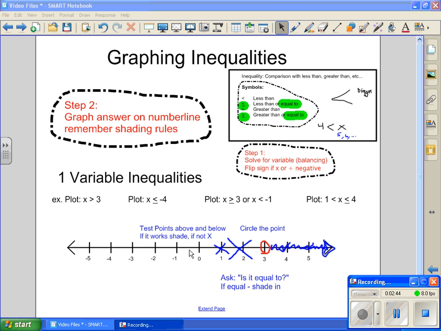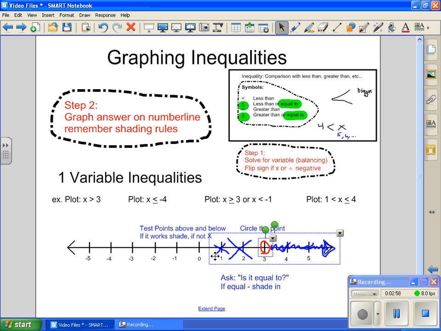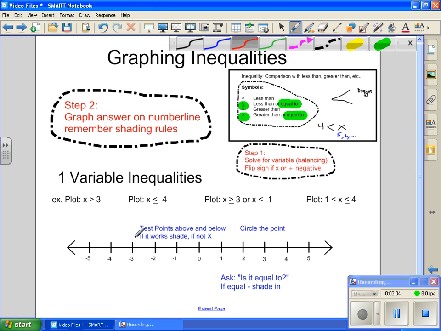All right, and those are the steps. That's how you graph. Circle the point. Is it equal to? If it is, shade it in. If not, leave it open, and then test the points to figure out which way your arrow will point. All right, now let's do the next problem. So we'll delete that information. Again, first we start off by circling the point. In this problem, we circle -4.